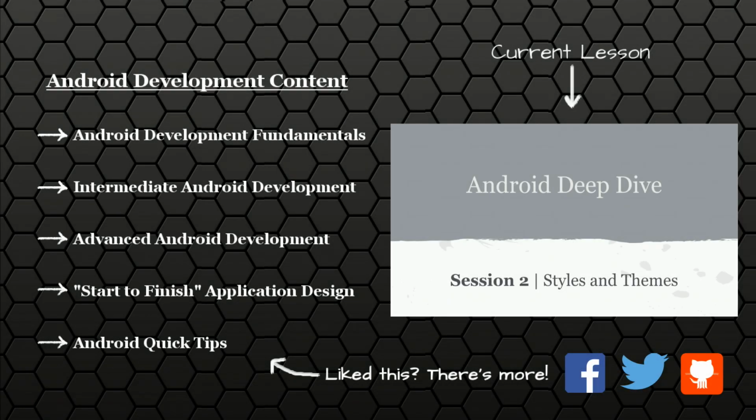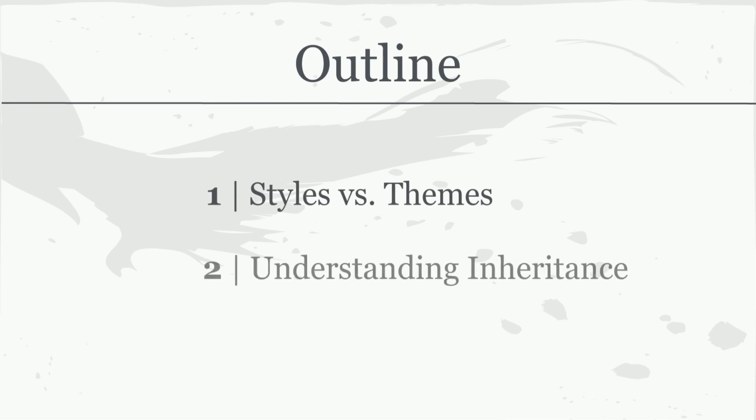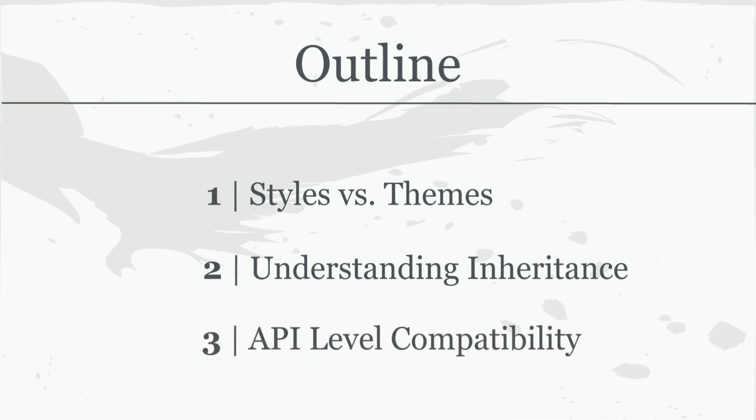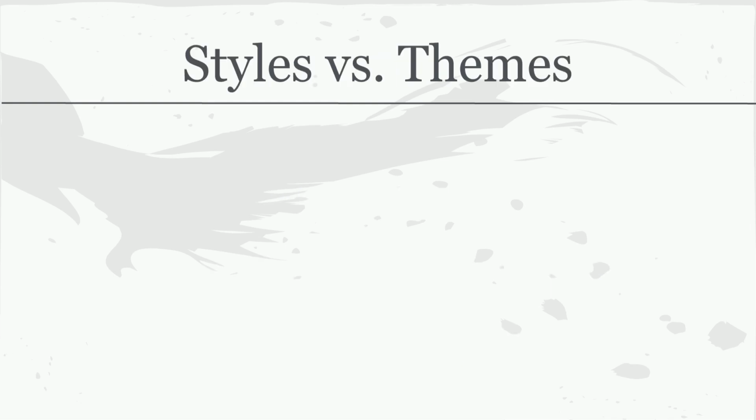In this session we're going to be going into quite a few of the details of implementing styles and themes in your applications so that they look a lot more uniform and professional when you deploy them. So what we're going to cover in this deep dive is just a contrast between what a style is and what a theme is, and we're going to transition to understanding inheritance when you're doing your styling, and then we're going to wrap up by understanding how we can use different API levels to get cooler looking layouts on more advanced devices when they're available. So let's just get started then.